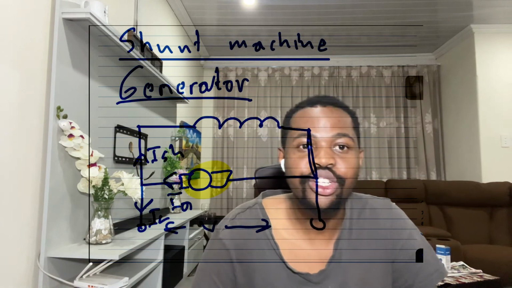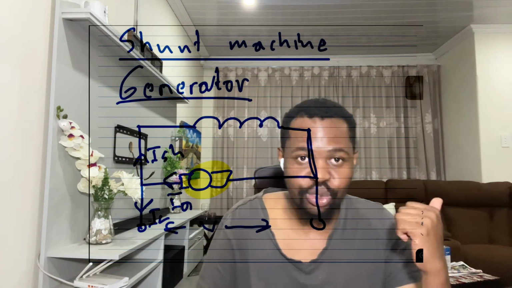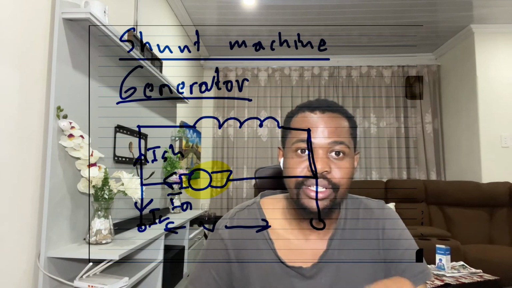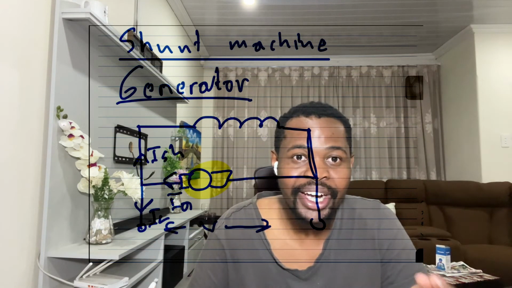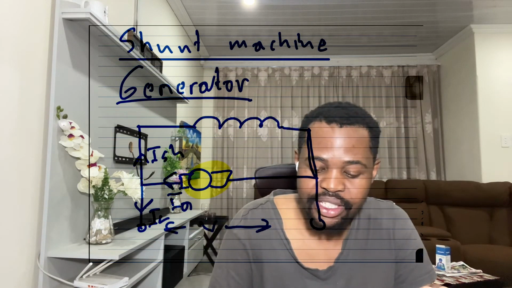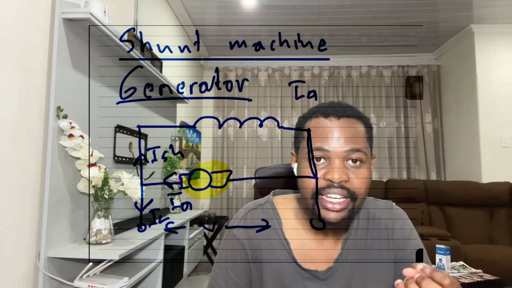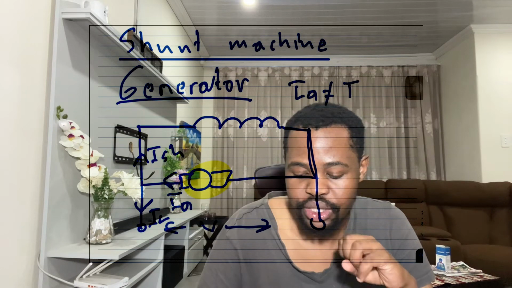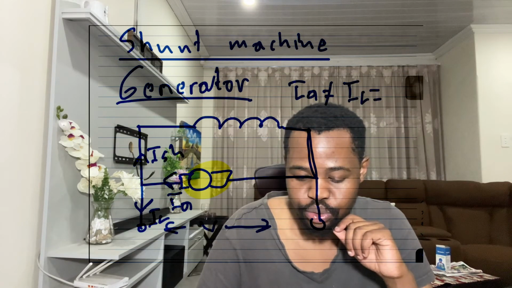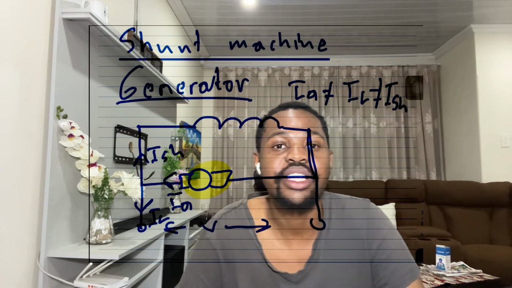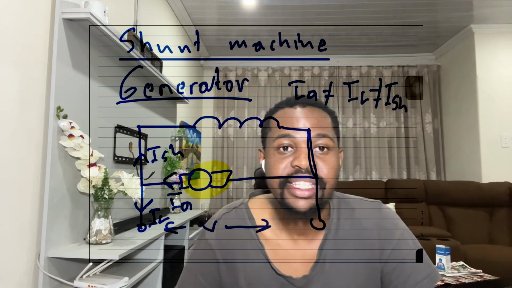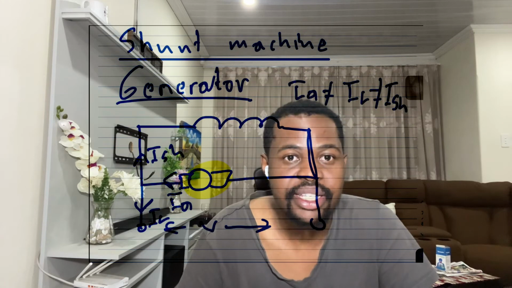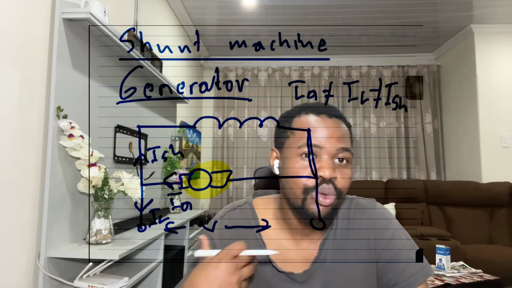Guys, I cannot do what I did with the series here because this is a parallel connection. I cannot say IA is equal to I load is equal to I shunt. No, these currents are not the same, guys. So what do I do?